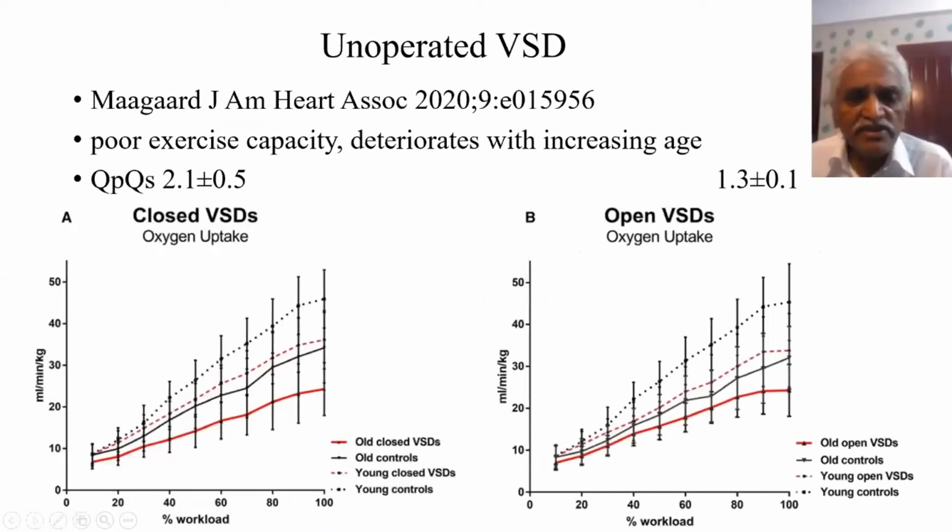What happens to an unoperated VSD when the shunt is of low magnitude? It was seen that these patients have poor exercise capacity. The red line indicates the oxygen uptake on exercise compared to normal controls. There is a reduction in the oxygen uptake. So exercise capacity reduces.